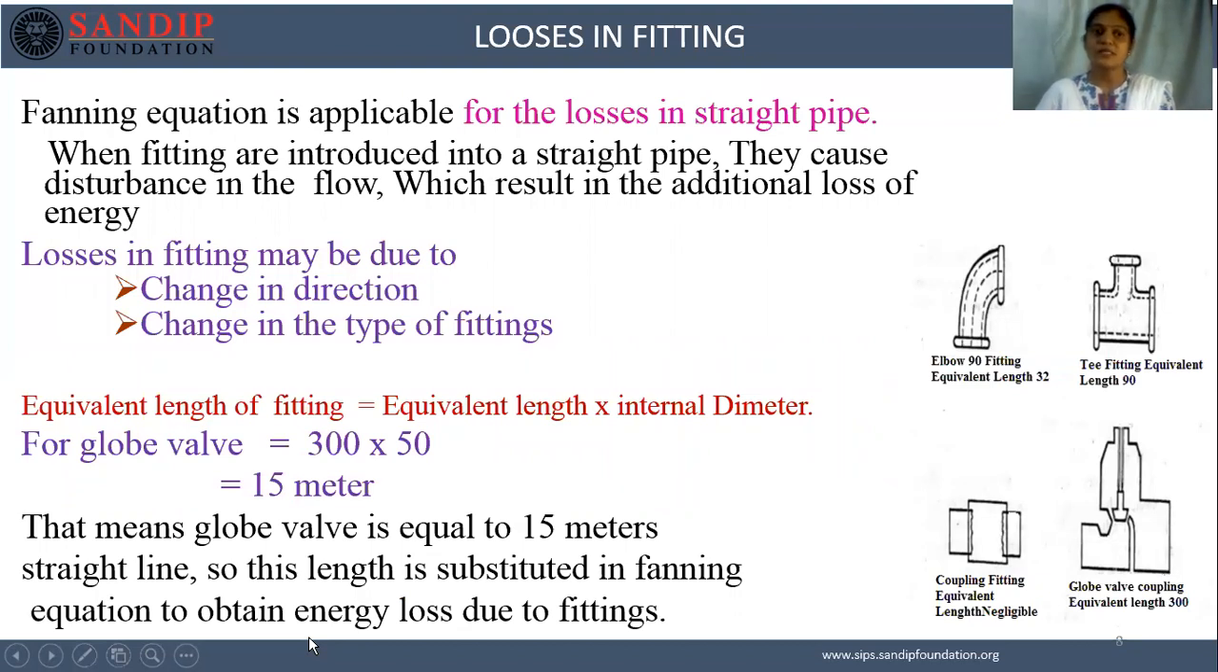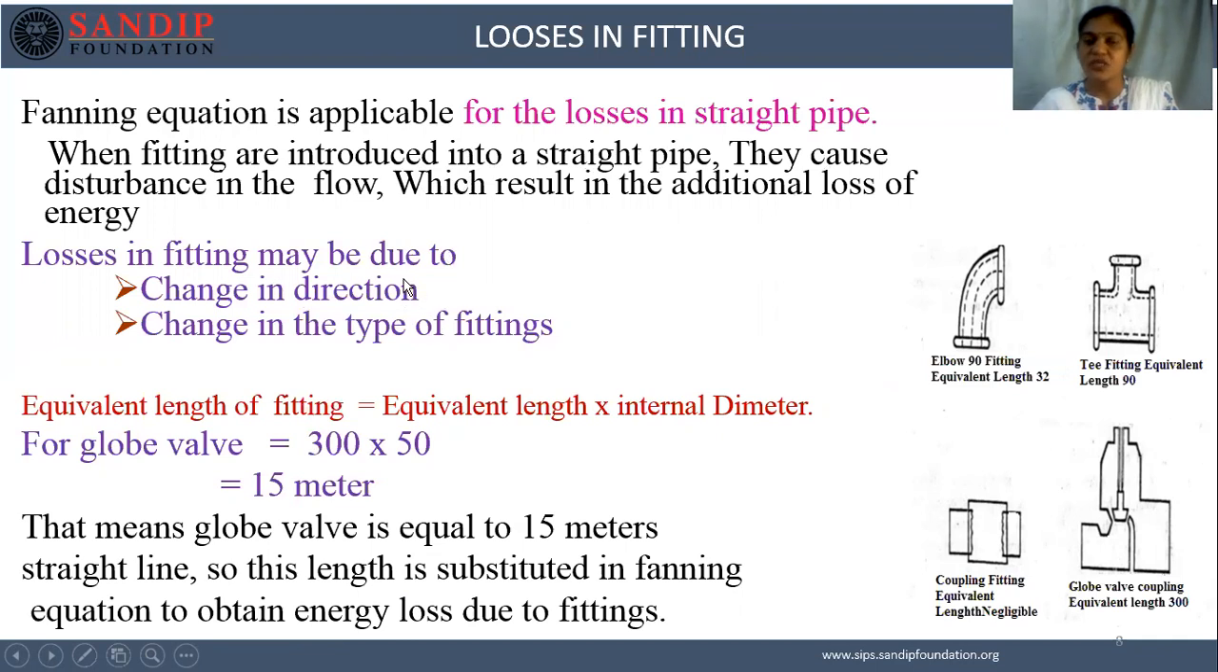Now we already discussed the Fanning equation. It is applicable for the losses in a straight pipe, and whenever fittings are introduced into the straight pipe, these fittings cause some sort of disturbance to the flow of fluid, which results in additional losses of energy. So loss in fittings occurs. Why does it occur? This is just because of a change in direction or a change in the type of fitting.